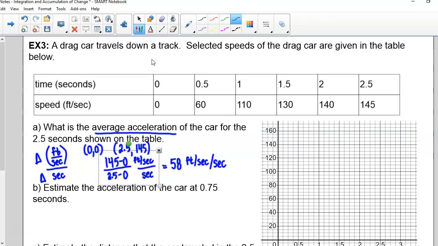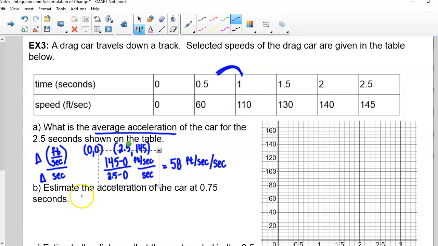Okay. I just said we couldn't find instantaneous acceleration, but B asked us to estimate the acceleration of the car at 0.75 seconds. So what could we do there? Very good. We're going to use these 2 points right here, and we're just going to find the slope between those points. Because the slope of the speed, or we could think of it like velocity if we want, is going to give you your acceleration.